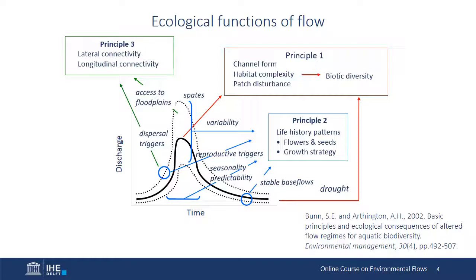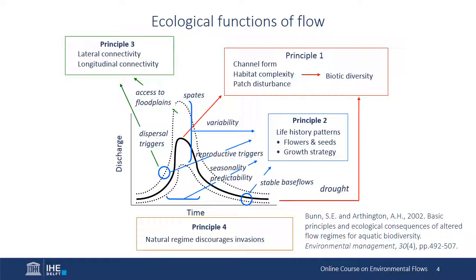Principle 3 considers the importance of flows to maintain lateral and longitudinal connectivity in river corridors. This is especially important for organisms that migrate during their life history, either upstream and downstream or onto adjacent floodplains. Inundation of riparian and floodplain vegetation also stimulates the exchanges of organic matter and its stored energy, as we discussed in the last lecture.